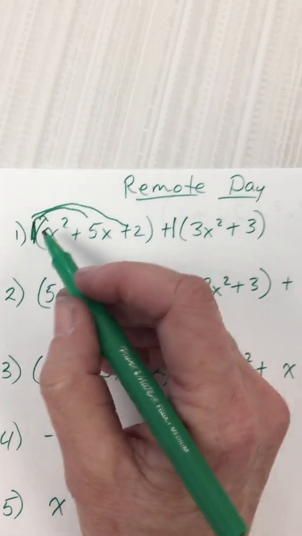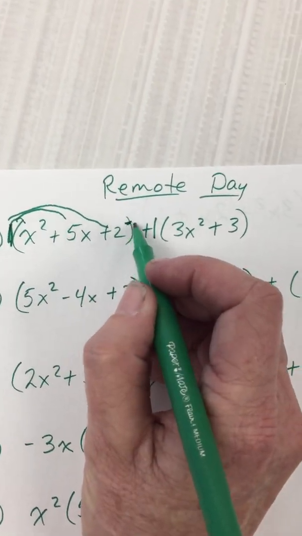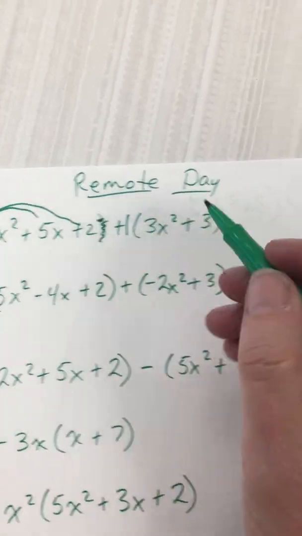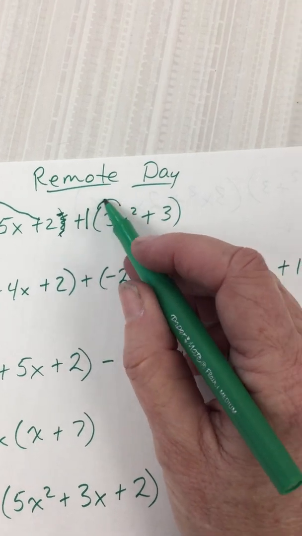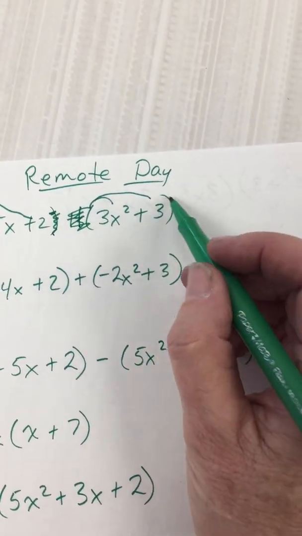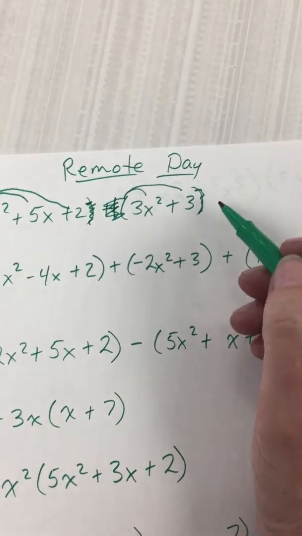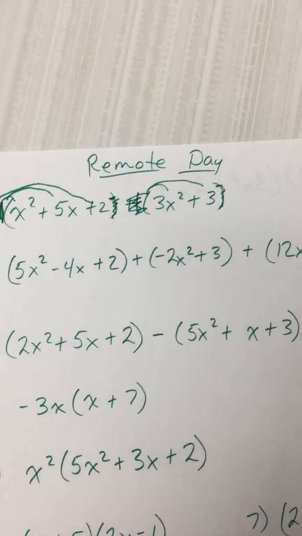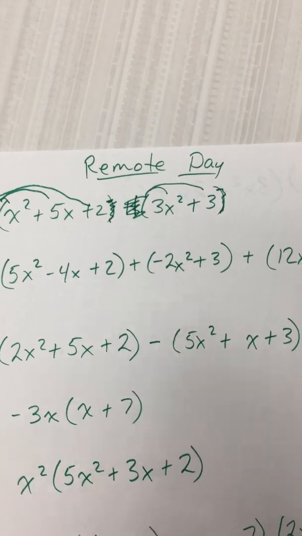So I'm just going to pretend like I did it and the parentheses are gone. You could rewrite it if you want. Positive 1, when I distribute it to both pieces, does anything change? Nope. It's still a positive 3x and still a positive 3. So I just pretend like I rewrote it without the parentheses, and now I can combine like terms.